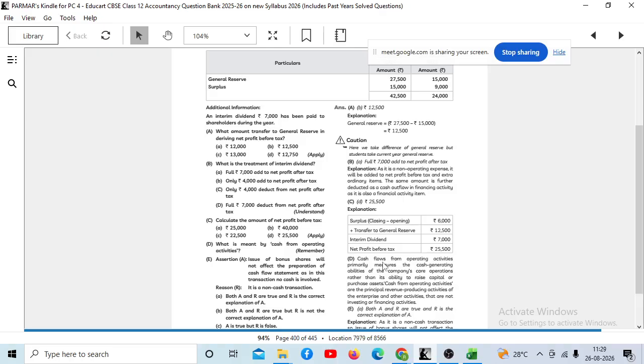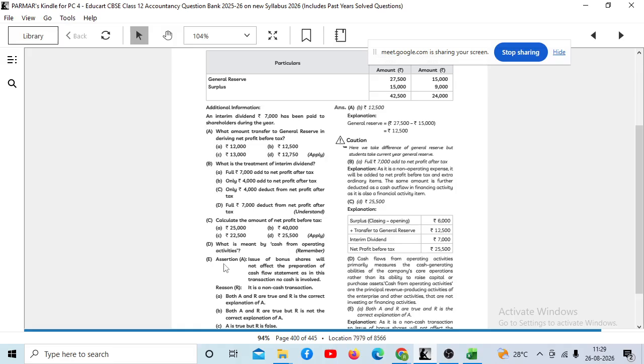Okay. Now let us read the E question. In E they are telling that issue of bonus share will not affect the preparation of cash flow statement as in this transaction no cash is involved. This is the assertion, right? Yes, of course, issue of bonus share will not have any effect in the cash flow statement. Why? Because bonus shares are given free of cost. The company doesn't take any money for giving bonus shares. They transfer it just from the reserve to share capital. So there is no flow of cash.